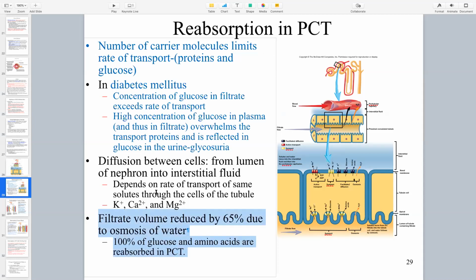And those areas right there, filtrate volume reduced by 65% due to osmosis. And then 100% of glucose, 100% of the amino acids are reabsorbed in the proximal convoluted tubule. So amino acids and small peptides are reabsorbed only in the proximal convoluted tubule. 100% of glucose as well. They're only reabsorbed in the proximal convoluted tubule, making it incredibly important in nutrient reabsorption.